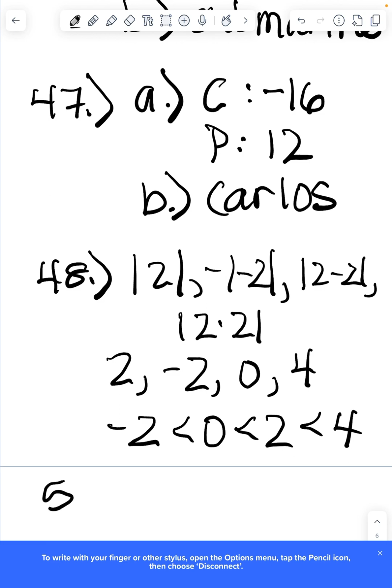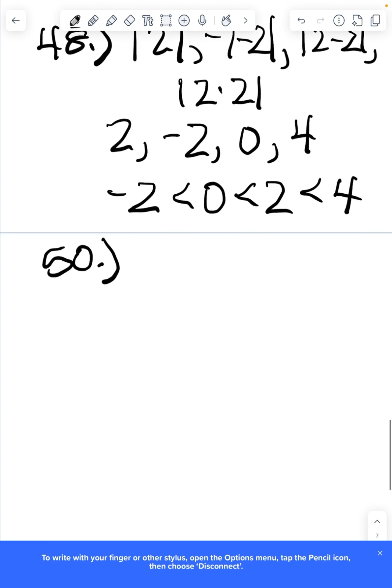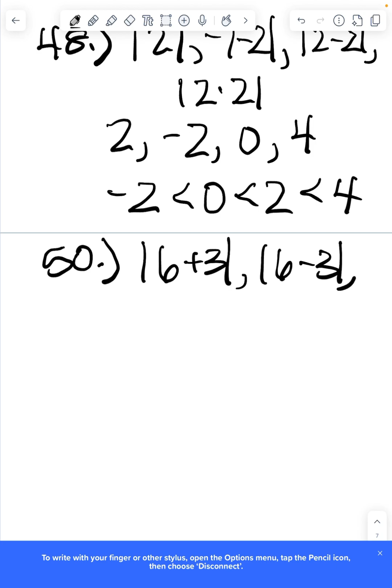All right, number 50. So we've got the absolute value of 6 plus 3. We've got the absolute value of 6 minus 3. We've got the opposite of the absolute value of 6 times 3. And we've got the opposite of the absolute value of 6 divided by 3.